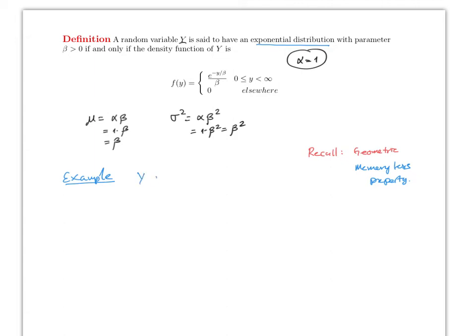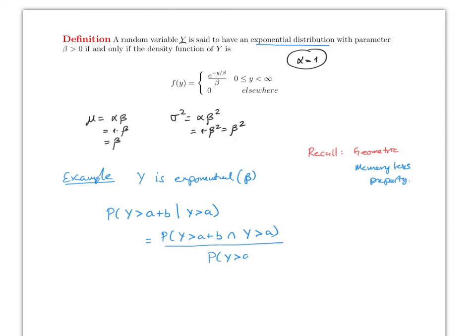So let's say that y is exponential, obviously with the only parameter beta. So what's the probability that y will be greater than a plus b given that y is already greater than a? If we use the conditional probability formula, this is the probability that y is greater than a plus b and y is greater than a, divided by the probability that y is greater than a.